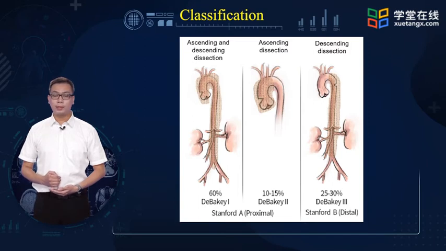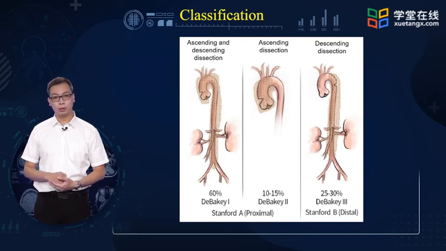The Stanford classification is more commonly used in clinical practice, as type A ascending aortic dissections usually require surgery, whereas type B dissections generally are treated with medications, unless there are complications.